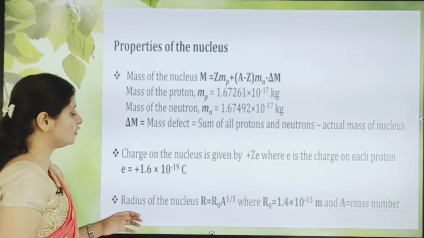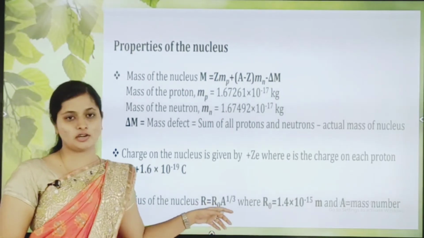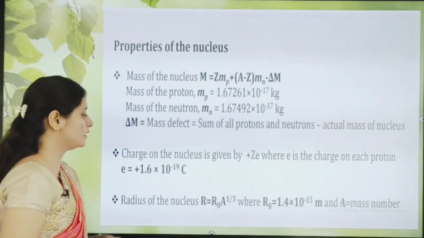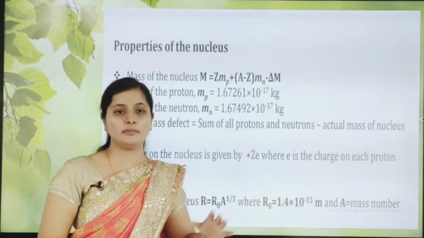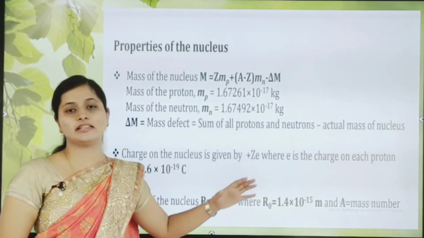Next, the radius of the nucleus. The radius of the nucleus is R equal to R naught into A raised to 1 by 3, where R naught is 1.4 into 10 raised to minus 15 meter and A is nothing but what?